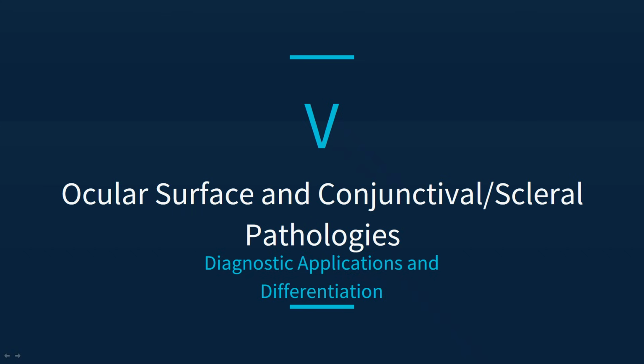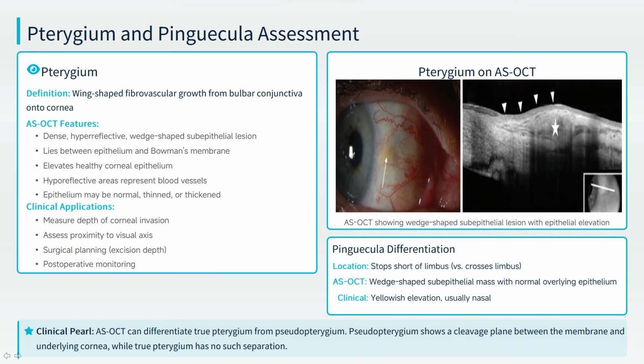Now we come to the fifth section, that is the application of anterior segment OCT in ocular surface pathologies, and also the conjunctival pathologies, and also some tumors of the conjunctiva. Now we will speak about the application of the anterior segment OCT in some ocular surface pathologies, like the most famous, pterygium and pinguecula.